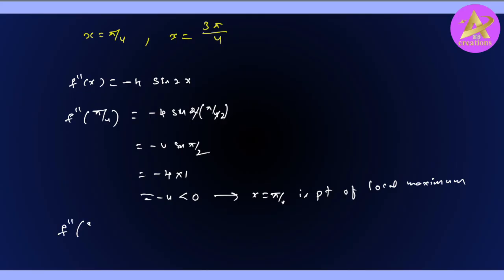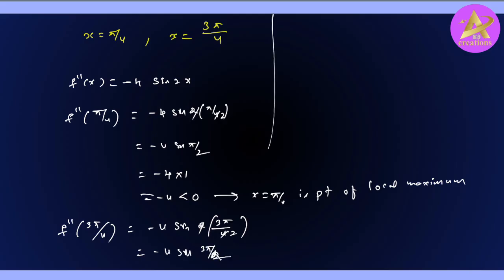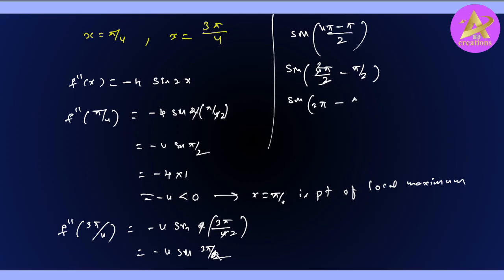Next, f double dash of 3π by 4, that is equal to -4 sin of 2 times 3π by 4. We get 2 ones are 2, 2 twos are nothing but -4 sin 3π by 2. How do we find the value of sin 3π by 2? Can I write 3π by 2 as 4π by 2 minus π by 2? Just take 4π by 2 minus π by 2. Sin of 2 ones are 2, 2 twos are 2π minus π by 2.